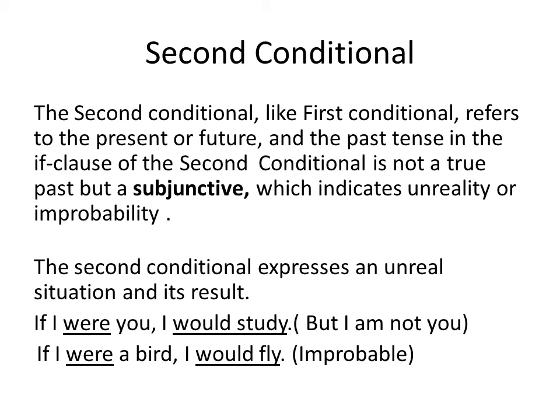The second conditional, like the first conditional, refers to the present or future. And the past tense in the if clause of the second conditional is not a true past, but a subjunctive, which indicates unreality or improbability. The second conditional expresses an unreal situation and its improbable result. If I were you, I would study, but I'm not you. If I were a bird, I would fly. So, this is improbable.